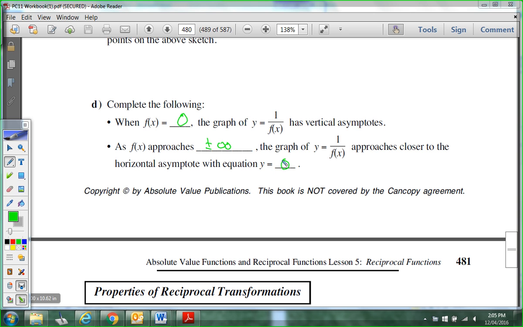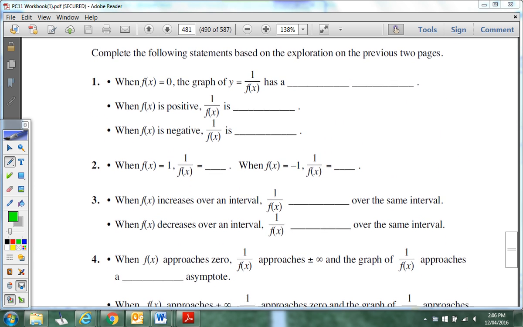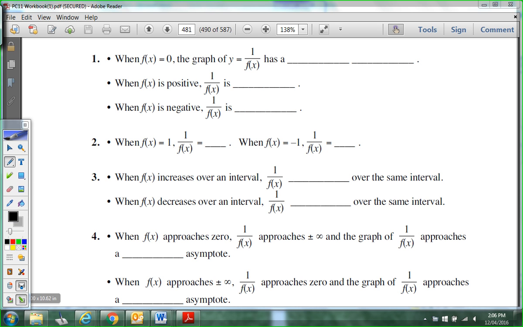All right, so let's do one. We're going to go through a couple more, just last definitions, and we'll hit some examples here. Okay, so properties of reciprocal transformations. So here we go. When f of x equals 0, the graph of y equals 1 over f of x has a vertical asymptote. Okay. When f of x is positive, 1 over f of x is positive. We notice that. When f of x is negative, then it is also negative. When f of x equals 1, 1 over f of x is also 1. So that's the invariant point. And then same thing for -1.